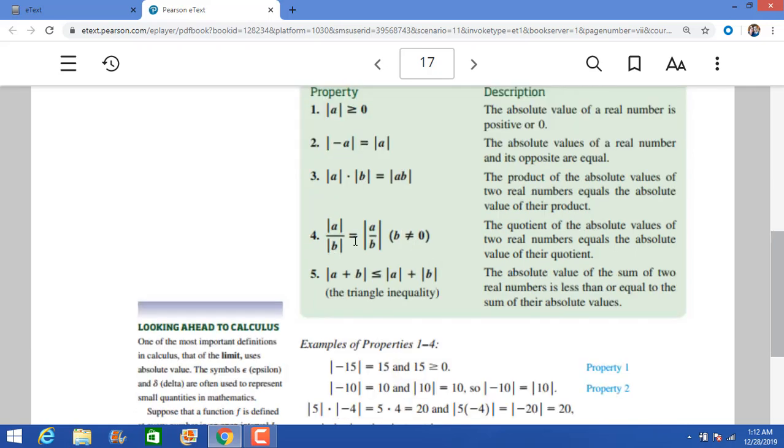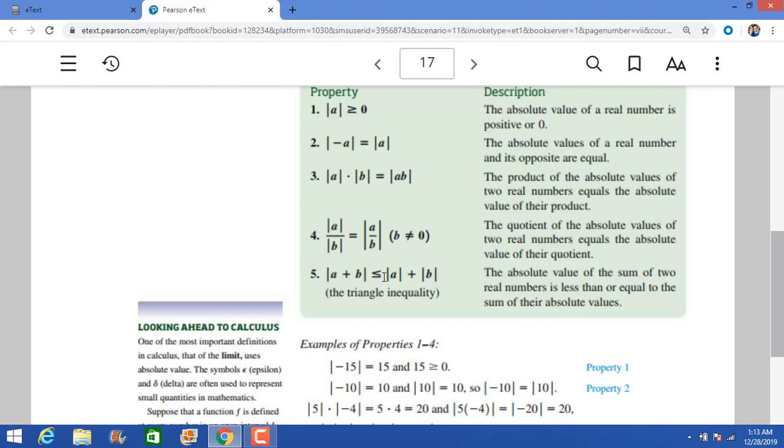Okay, now, this one here, 4, says if we take the quotient of two absolute values, it's going to be the same as the absolute value of the quotient. So the quotient of absolute values is the same as the absolute value of the quotient, as long as b is not equal to 0, of course. And 3 says that the product of the absolute values is the same as the absolute value of the product.